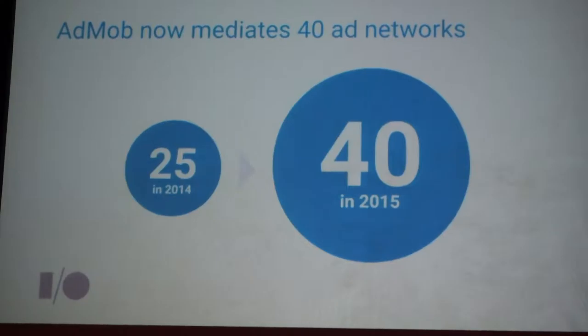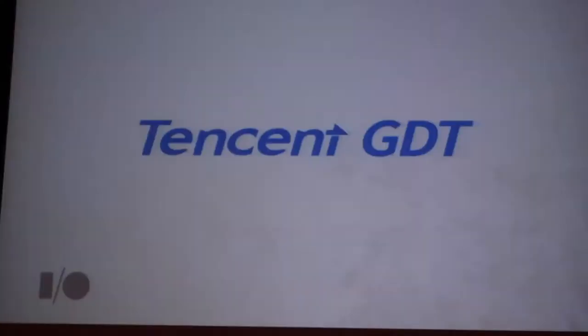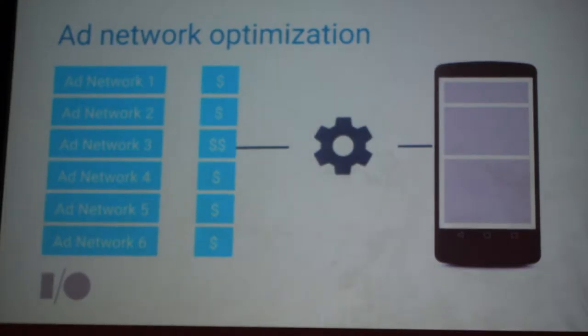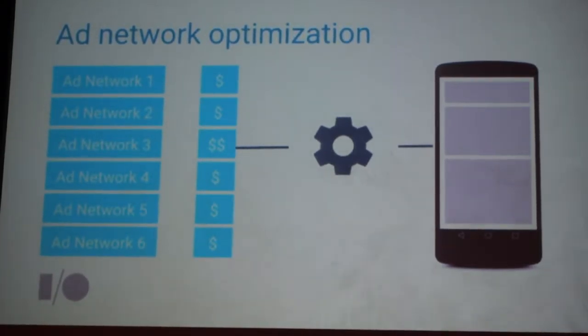We had 25 networks competing in AdMob, available to be input into your AdMob mediation, last year. This year it is 40, so obviously a big boost there. We're doing a lot of work, which is great. An example that's quite relevant to this region is that earlier in the year it was announced that Tencent was going to be one of the partners as well. That's really important for APAC developers who have a large APAC audience, so again, more monetization options there.